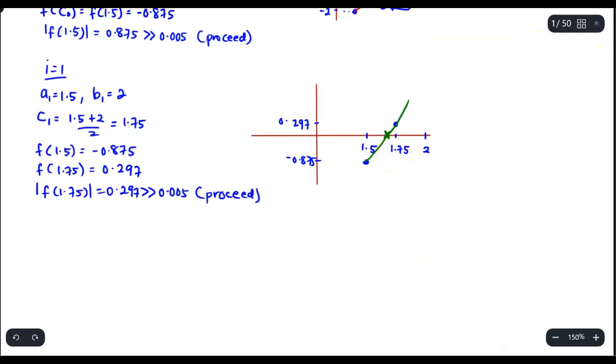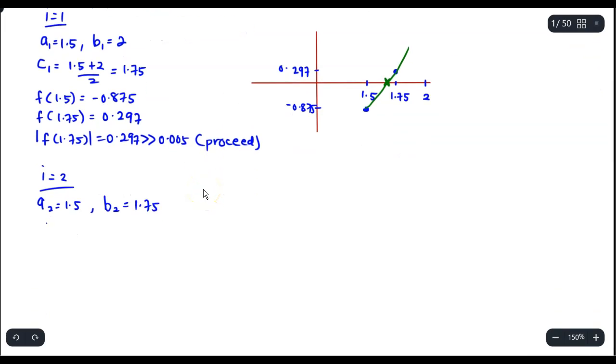So it means that in the next iteration, when i equals 2, you have your A2 now. So your A2 should be 1.5 because in this iteration, you are going to consider the interval at the left-hand side rather than the right-hand side, because we can clearly see that the intersection is in between 1.5 and 1.75. So our A2 should be 1.5 and our B2 is 1.75 now.